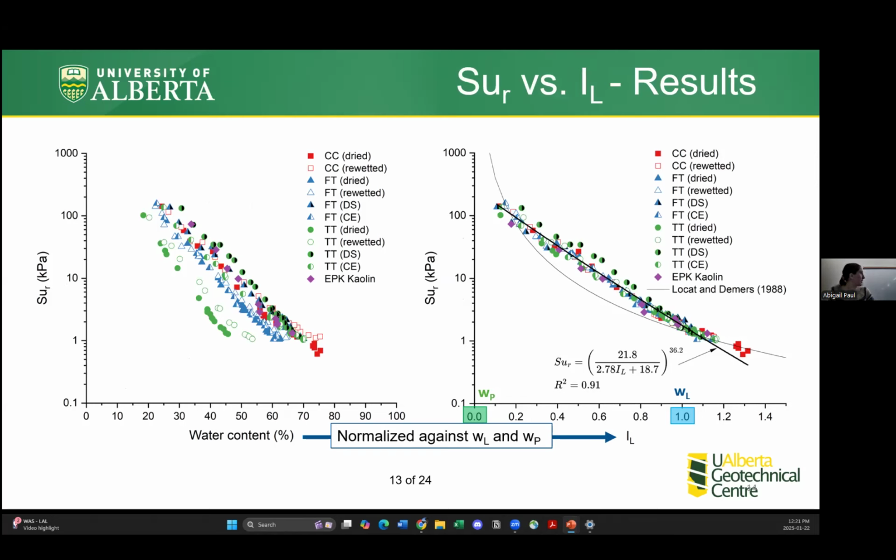On one side is the remolded strength data plotted against the water content. And then on the other side is the same data points, but the water content has been converted to liquidity index. We see that all the results actually collapse pretty nicely into a very clear trend. So the bold black line is the equation I've proposed based on my results, and it does seem visually to be performing better than the Locat and Demers relationship.